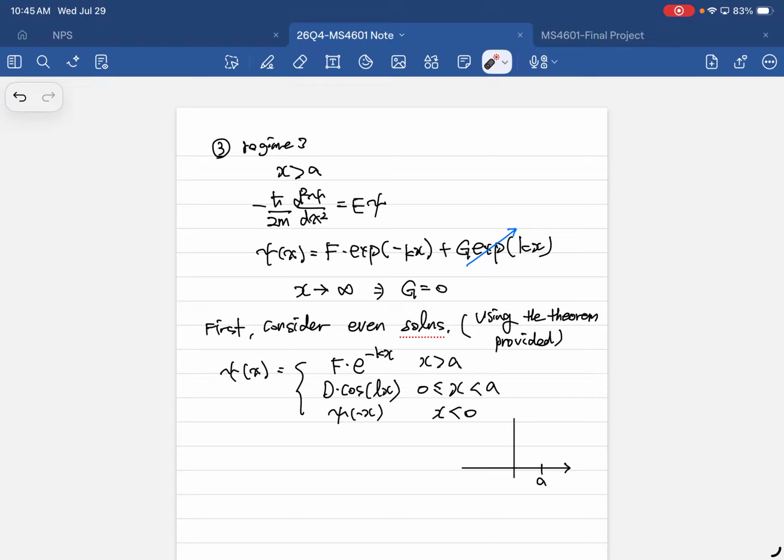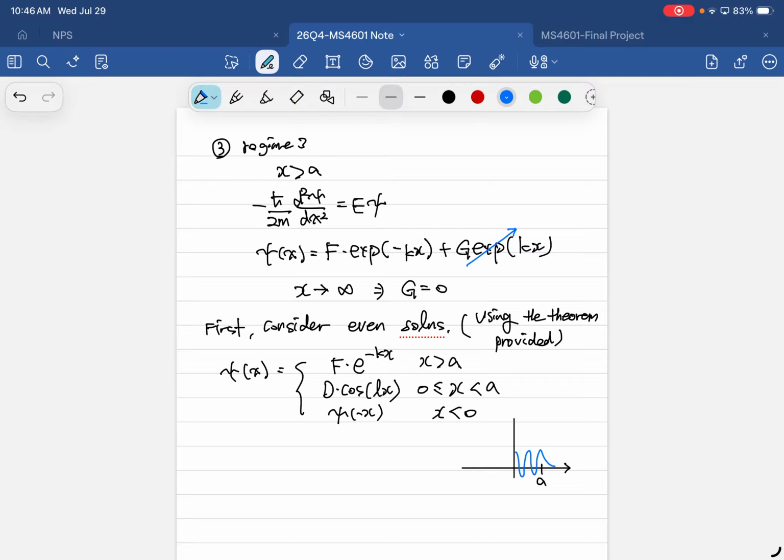In this case, it is going to look something like cosine, and then this one is an exponentially decaying feature, right? Something like this. And then for the negative side, what we are doing is essentially mirroring. So in the sense, we have just the same feature from negative A to A, but this one we are mirroring.